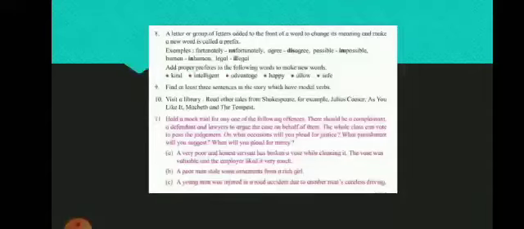Question number 10. Visit a library, read other tales from Shakespeare. Other stories from Shakespeare, for example, Julius Caesar, As You Like It, Macbeth, and The Tempest. Now you can take the help of Google. Search these tales from the great writer William Shakespeare. You will enjoy reading them. Now we are moving towards the last question, number 11.